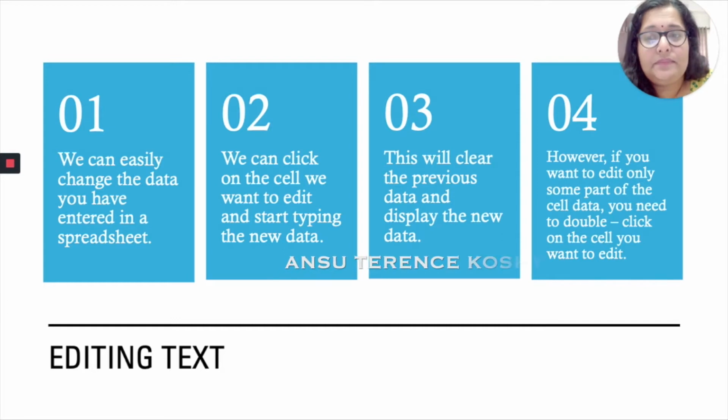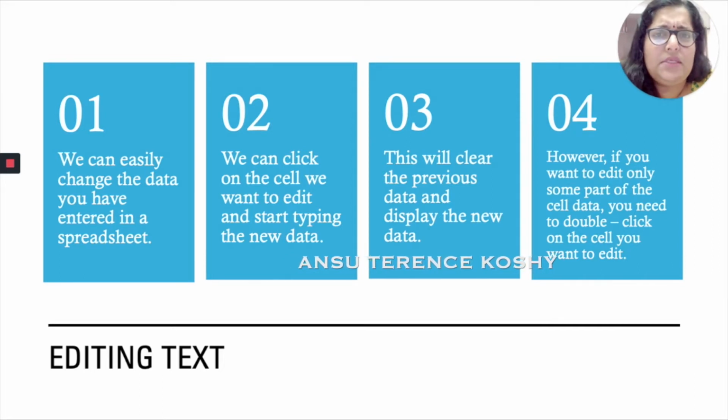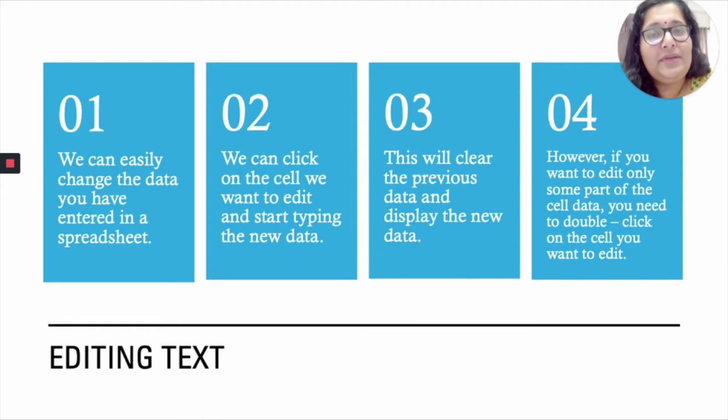Editing text. We can easily change the data you have entered in a spreadsheet. In an MS Excel worksheet, you can easily change the data in a cell if you want. We can click on the cell we want to edit and start typing the new data. It is very easy. If you want to change the contents of a cell, you need to first click on the cell and then start typing the new data. This will clear the previous data and display the new data.